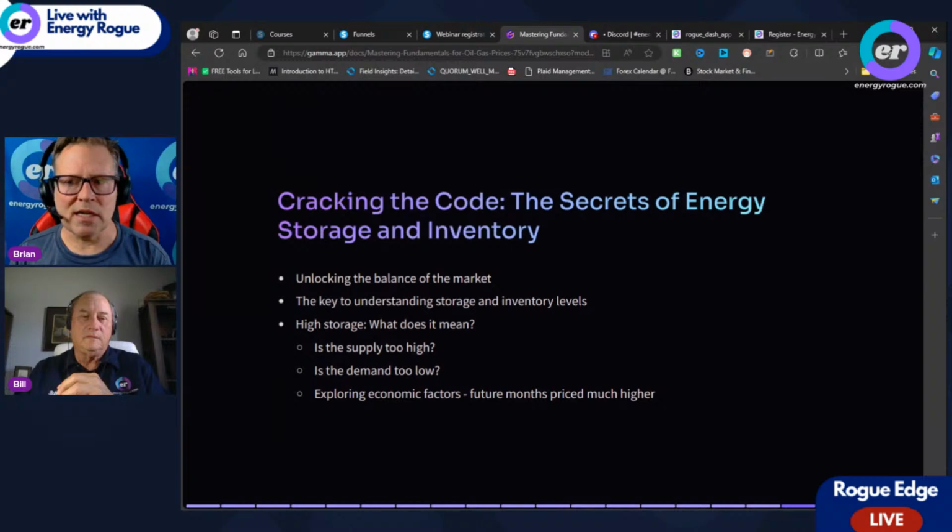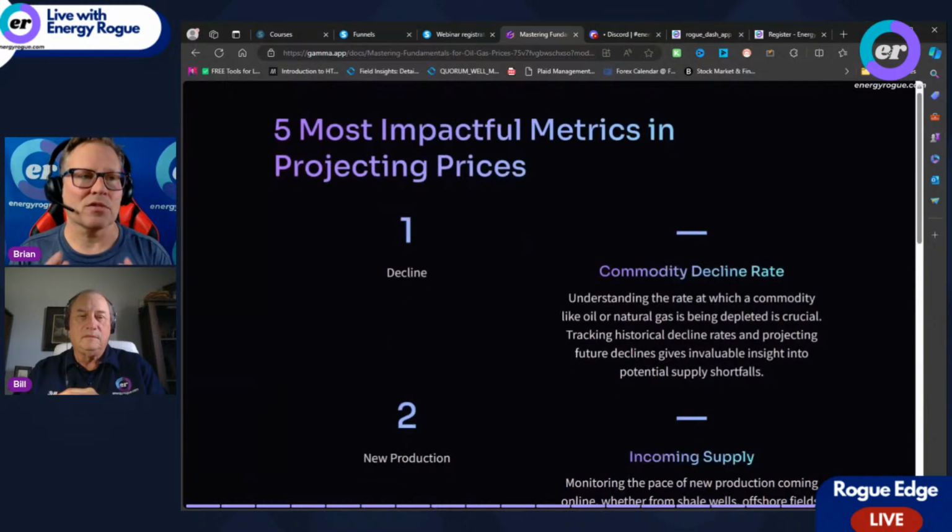The key to understanding storage and inventory levels: if you have high storage, what does that mean? Is supply too high? Is demand too low? Exploring economic factors. Are there other factors at play? So there are a lot of different angles. Now, here's what I recommend you stick around for.